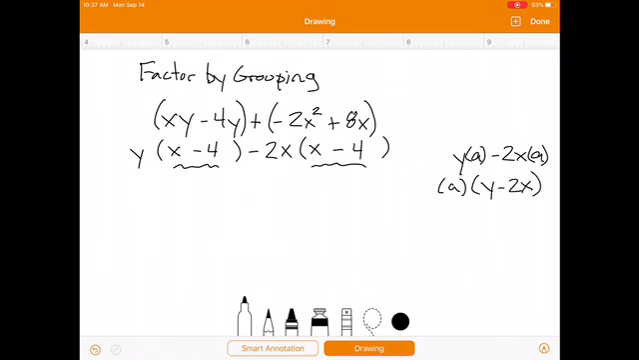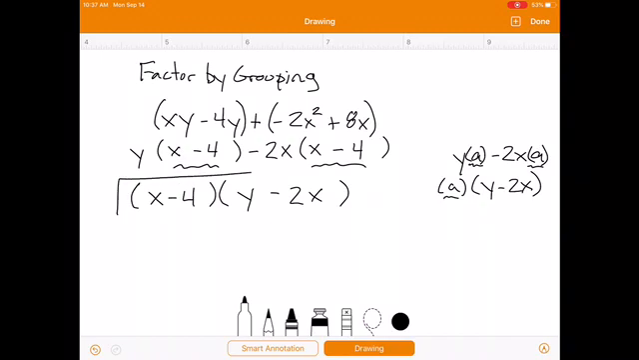That's exactly what we're doing here, except that we don't have just a, right? We don't have just an a that we're factoring out. We've got this binomial x minus 4. But because x minus 4 is something that each term has in common, we can factor that up to the front, leaving behind what's left over. Y got left over minus the 2x. And then that would be the end for factoring this.